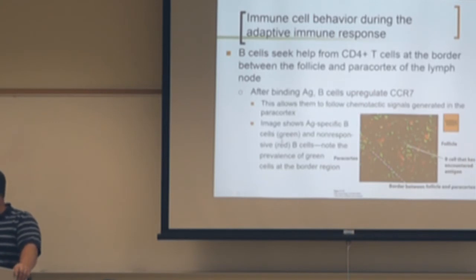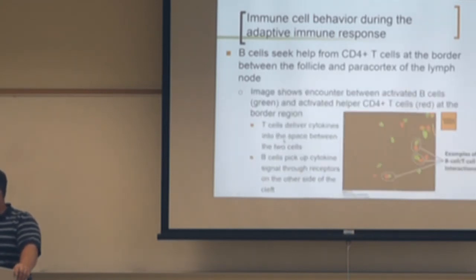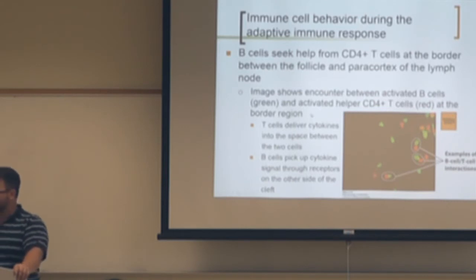Okay, so what's the area called for T and B cells? The interface between the T cell and B cell zone. What's the name for it? T cell interface.